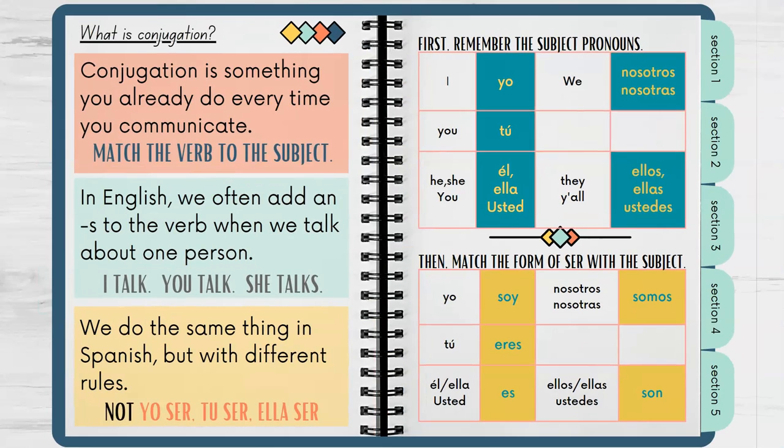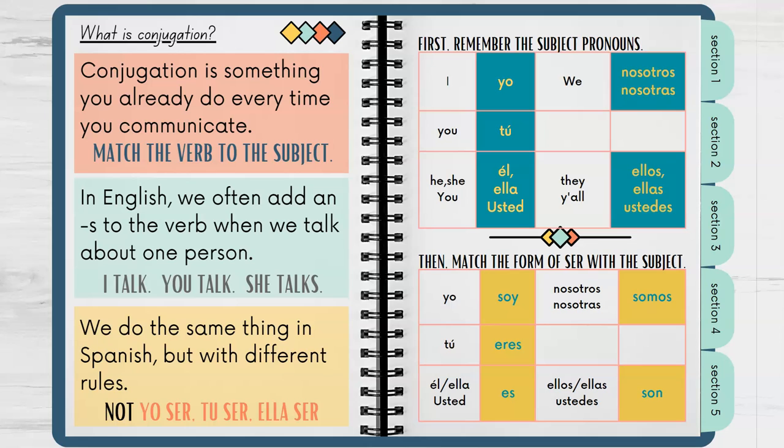Now, let's match the forms of ser with those subject pronouns. So if you're saying I am, I is yo. The form of ser that goes with that is soy. So yo soy. Okay? If you're talking to somebody and you're saying to them you are, that's going to be tú, and the form of ser that goes with that is eres, tú eres. Anytime you're talking about a third person, he or she or Miss Briggs, okay, that's going to be the verb es. Él es, ella es, usted es.